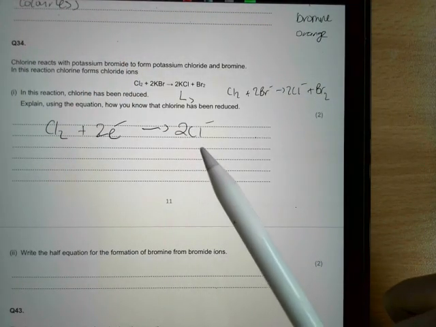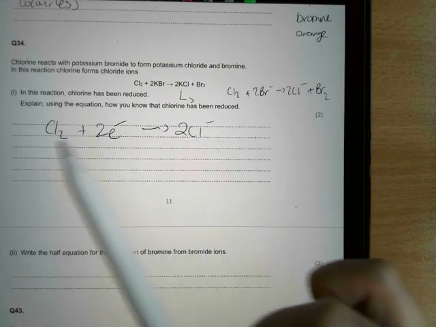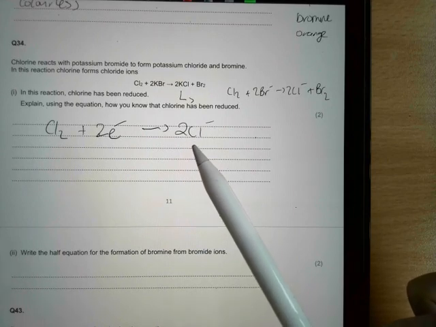Again, in the mark scheme, they initially write it in words, but if you look at the additional guidance, it gives you a full 2 marks for this half equation. Even if you didn't balance it correctly, it still gives you the 2 marks.